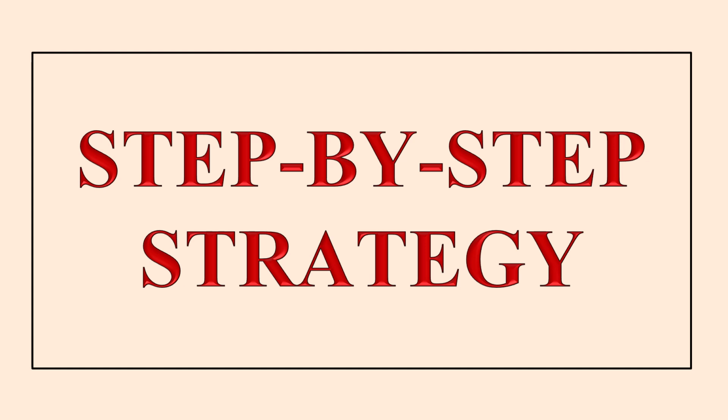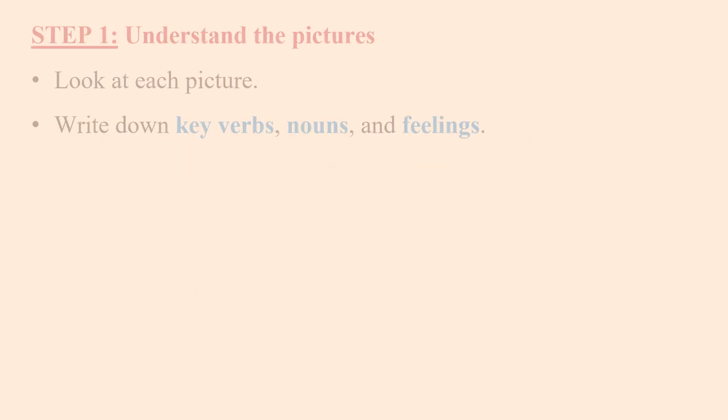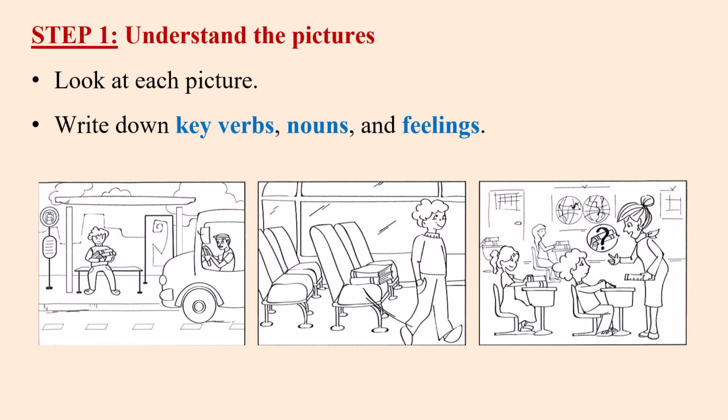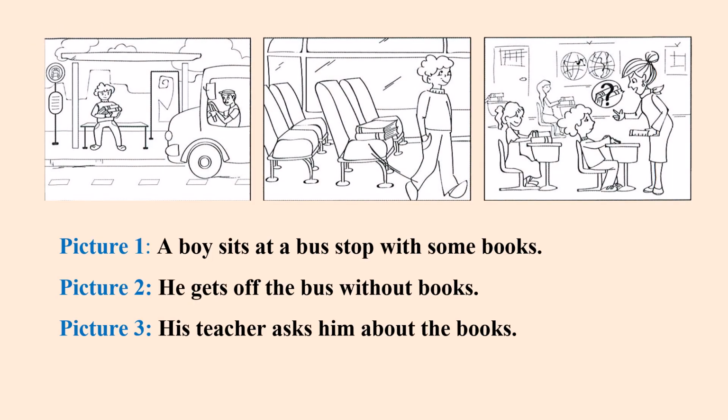Step-by-step strategy. Step 1. Understand the pictures. Look at each picture. Write down key verbs, nouns, and feelings. Picture 1. A boy sits at a bus stop with some books. Picture 2. He gets off the bus without books. Picture 3. His teacher asks him about the books.